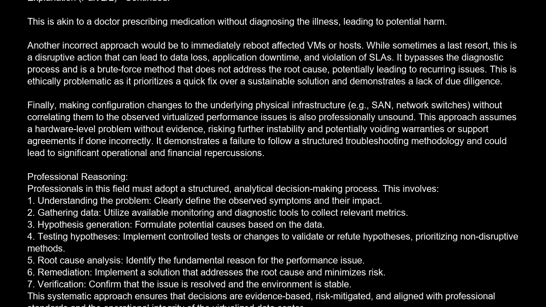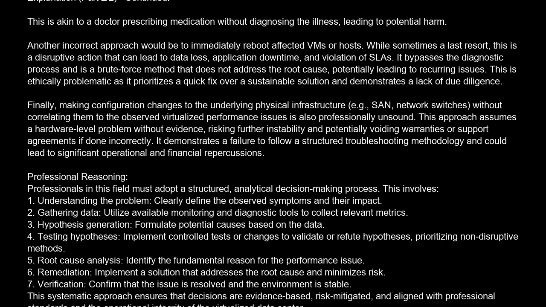Finally, making configuration changes to the underlying physical infrastructure, e.g., SAN, network switches, without correlating them to the observed virtualized performance issues is also professionally unsound. This approach assumes a hardware-level problem without evidence, risking further instability and potentially voiding warranties or support agreements if done incorrectly. It demonstrates a failure to follow a structured troubleshooting methodology and could lead to significant operational and financial repercussions.